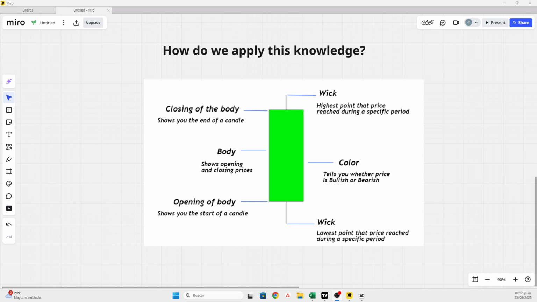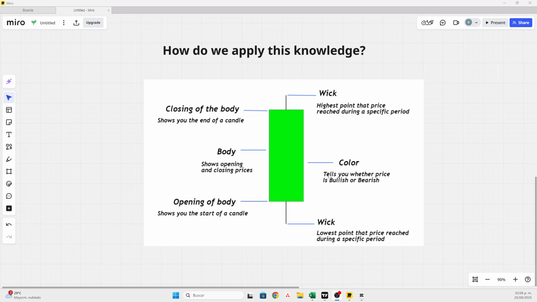And the bottom wick is going to represent the lowest point that price reached during a specific time period. In this case, let's just say 5 minutes, meaning that if the wick is all the way over here, it started here, but it ended here, it means that this was the lowest point that the candle reached during this 5 minute period.